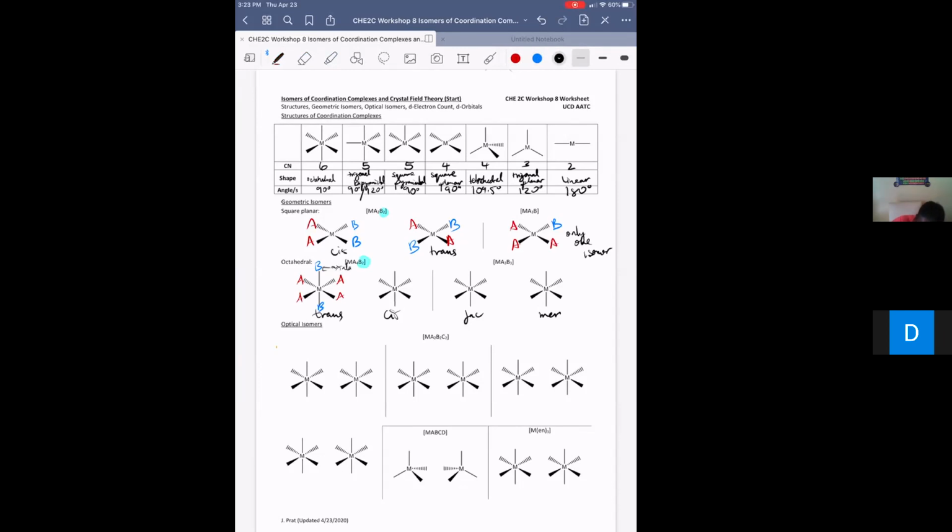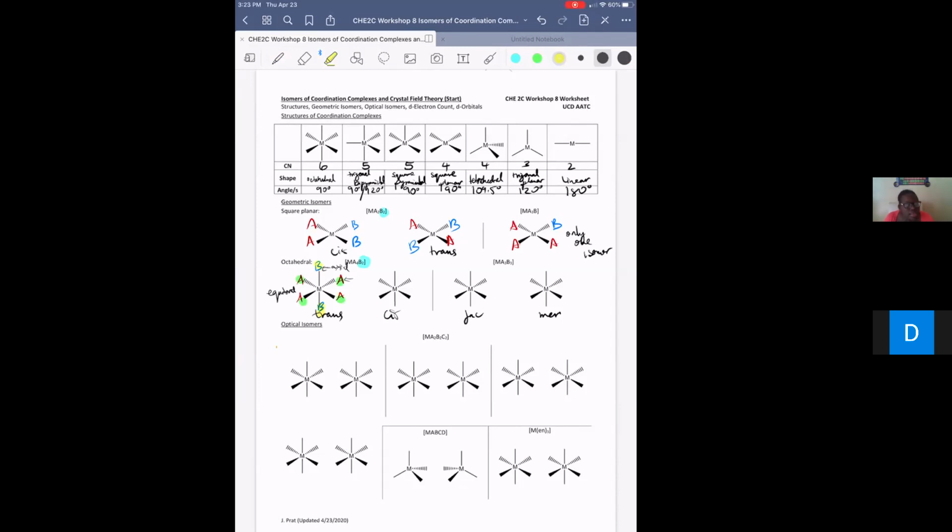And if we're in the equator of our metal, we'll call all 4 of these positions, let's highlight them, 1, 2, 3, 4, our equatorial positions. So we'll put our axial positions in yellow and our equatorial positions in green, right? So those are the two positions we can have.